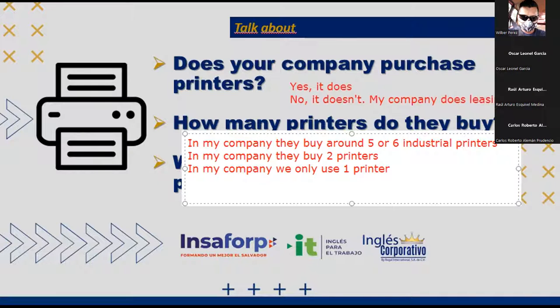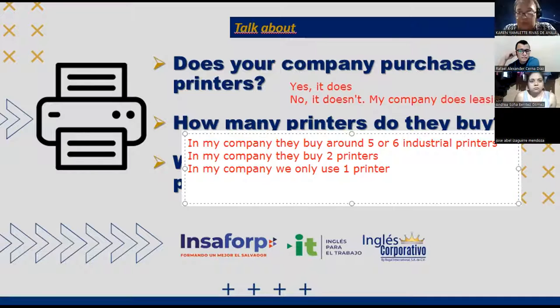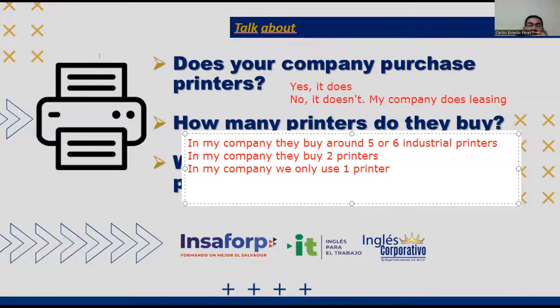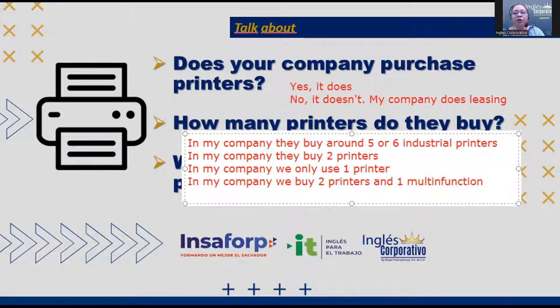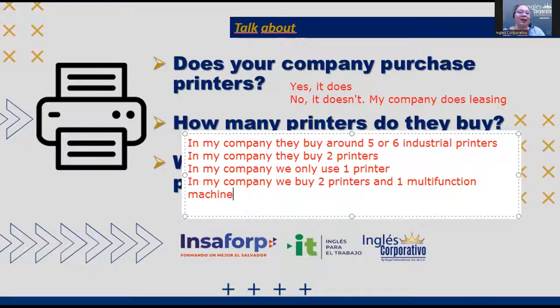What about your company, Wilbert? In my company, we buy 3 printers and, how do you say multifunctional? Multifunction. Okay. We buy, you said three, no, two printers. Two printers and two multifunctional. Multifunction machine, okay, multi-function machine. Like a photocopier, a printer, and fax, is that? Yes. Okay, there you are.